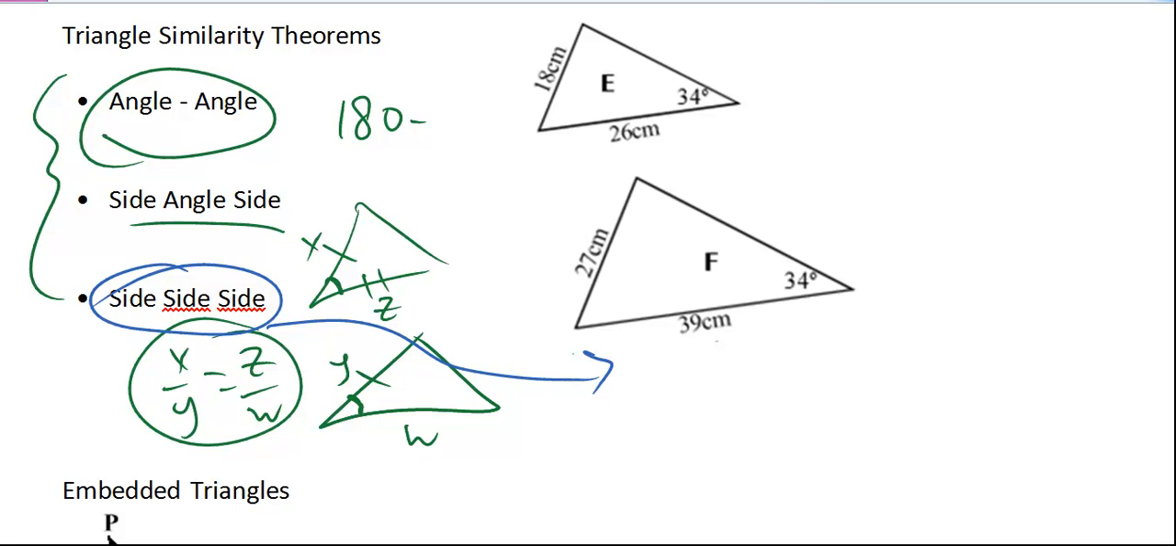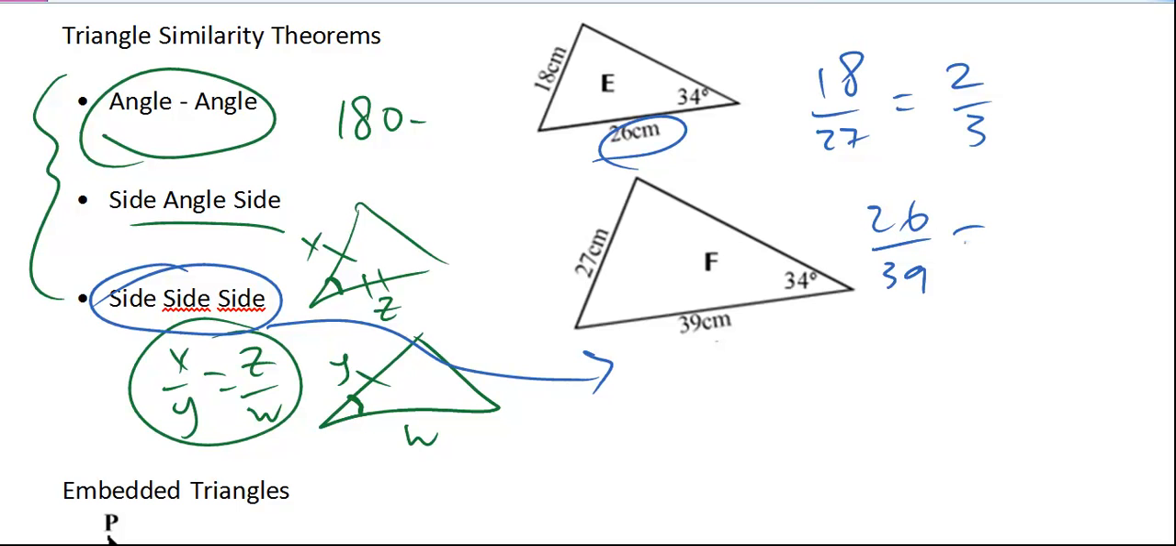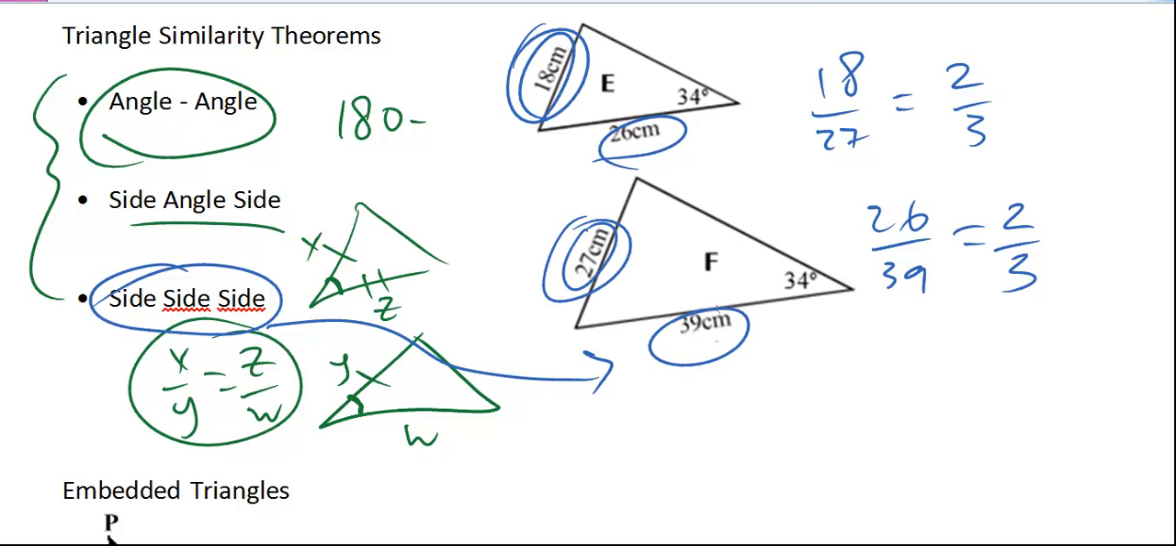But the reason I bring this up is let's look at these two triangles on the right. Here I have 18 over 27. If I divide both by 9, it simplifies to 2/3. If I compare 26 over 39, hope you can see this, if I divide both by 13, that simplifies to 2/3. So we know that this side is proportional to 18, and 39 has the same proportion with 26. But the angle I know, 34, is not included.